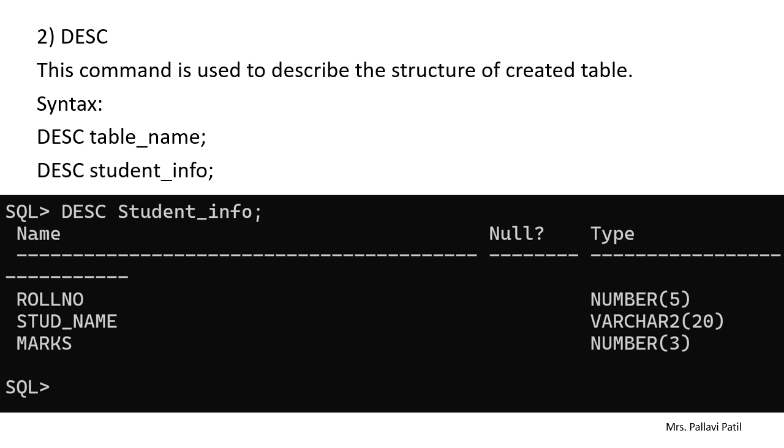So if any integrity constraint is there, till now we have not enforced any integrity constraint, so this column is null. After that, the data type of that specific column and the size of that column. So this description regarding the created table you are able to see using the DESC command.